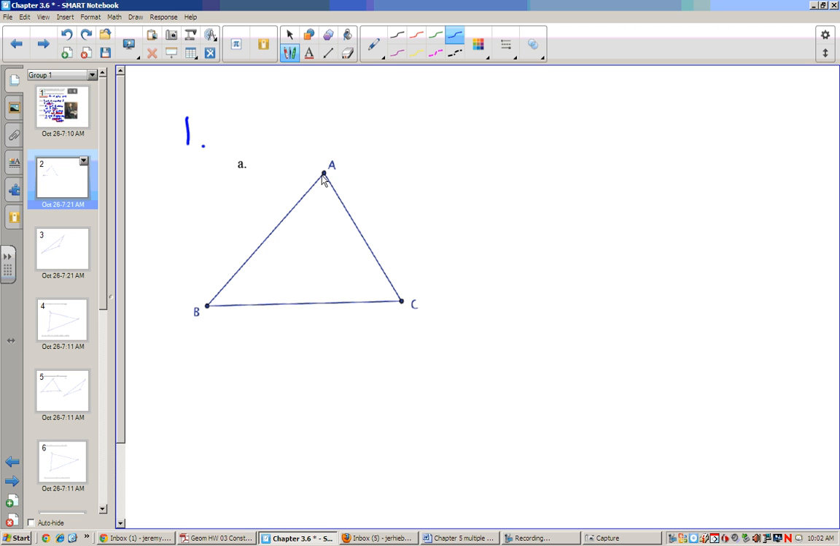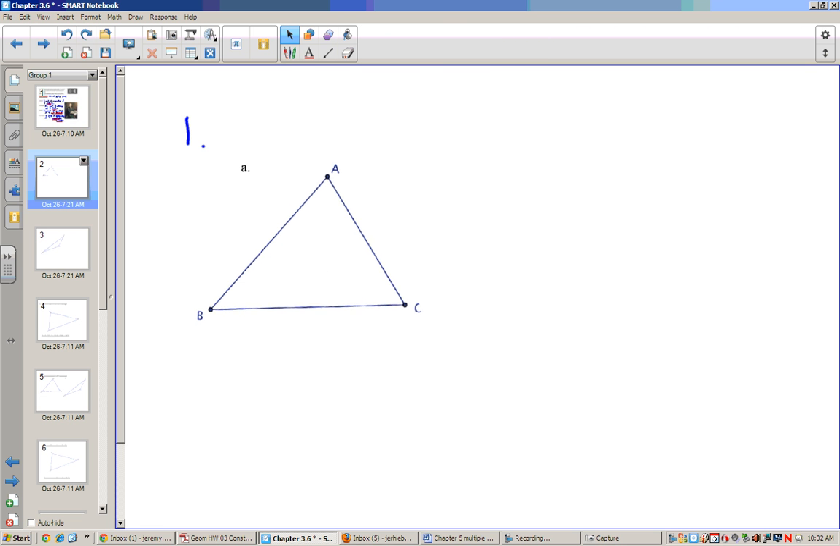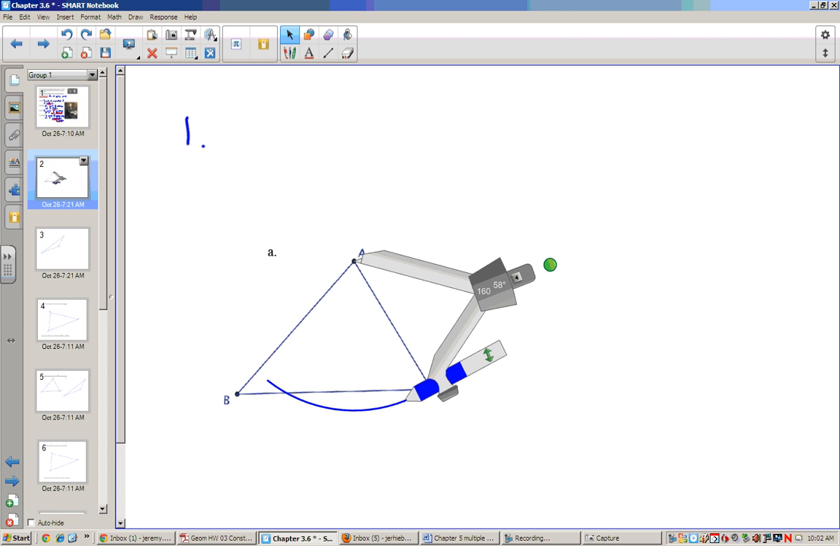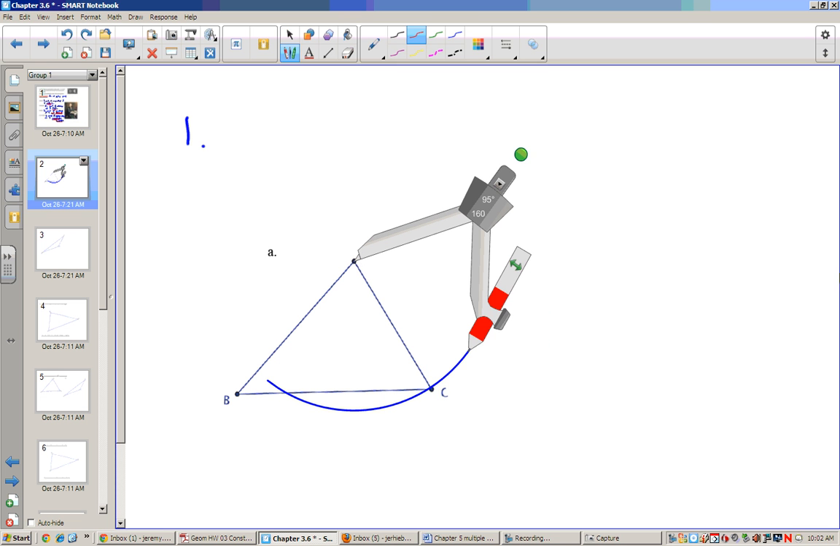when you go to 3.6, number 1a tells you to make an altitude from A to BC. This is the same construction as making a perpendicular line from a point to a line. So we take out our nice compass and we put our point on our vertex A, pull this out, and we make an arc that crosses through the opposite side twice. One's over here and one's over here.